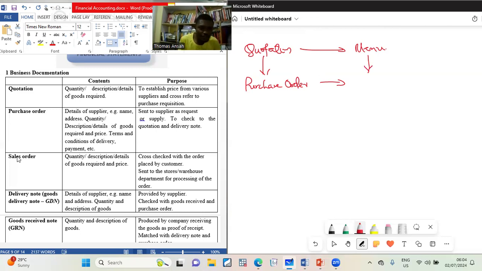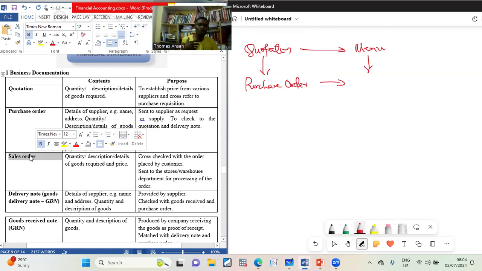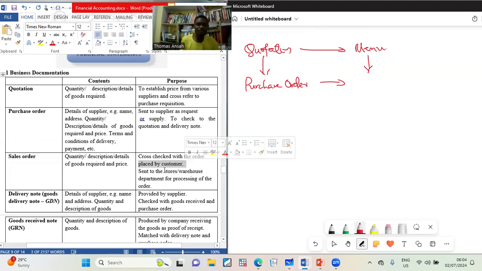The reverse is the sales order. Here you see the purchase order is in respect of the supplier, while the sales order is in respect of a customer. So the same thing, you cross-check details of the order placed by a customer. This one, you are not sending the order to a supplier. You are rather receiving it from a customer, to be able to deliver goods to him.